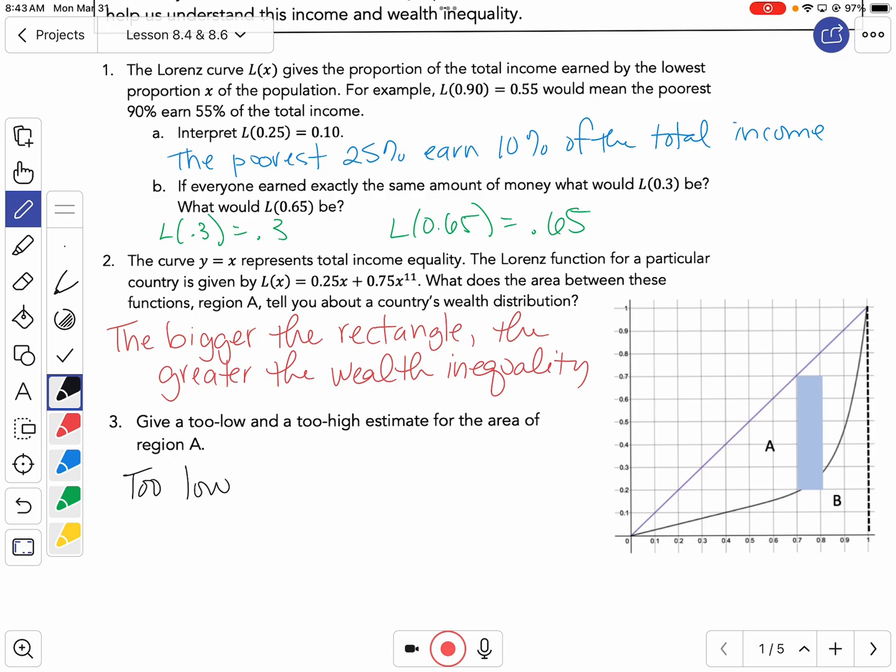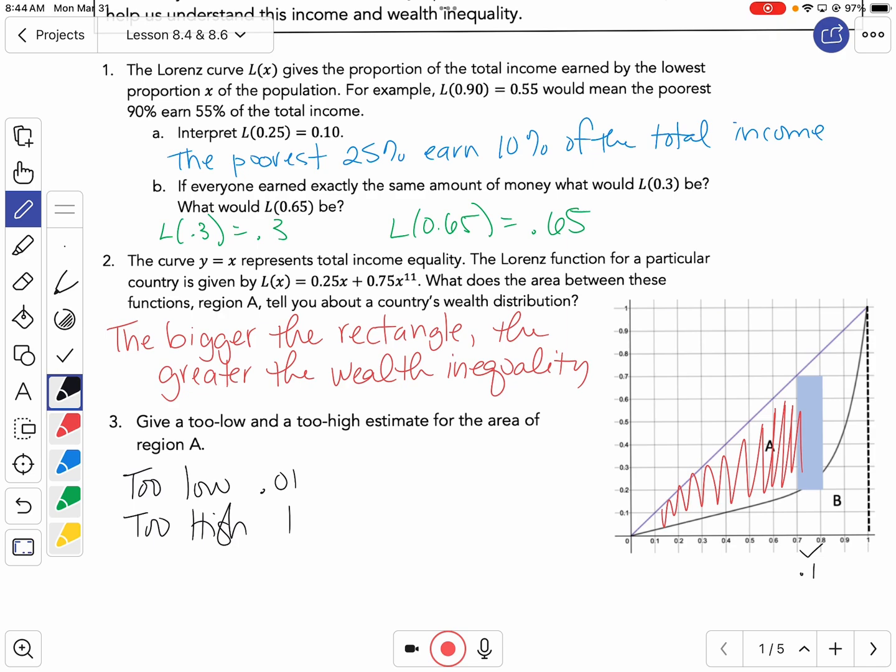Yeah, 0.01. So we're just talking about this rectangle. Oh, I'm talking about the region A. Yeah, here's region A. Okay. So, and then what would be a too high estimate? Yeah, 1. So 100%. You could even have said something like 0.8, right? Any of that. Okay. So we're talking about just region A.